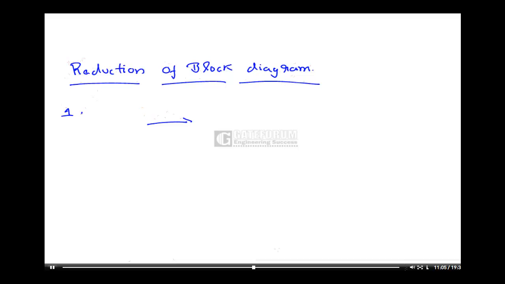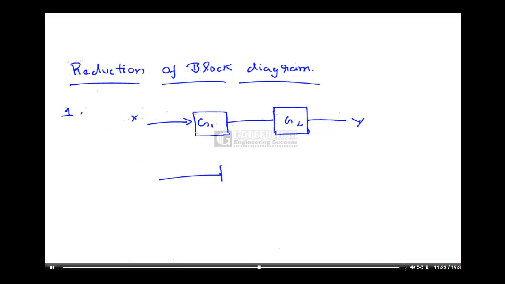Suppose if two blocks are in cascade. Let this be G1, let this be G2, this is X, and this is Y. The overall combination of this will be G1 multiplied by G2, input X, output Y. Okay, simple one.